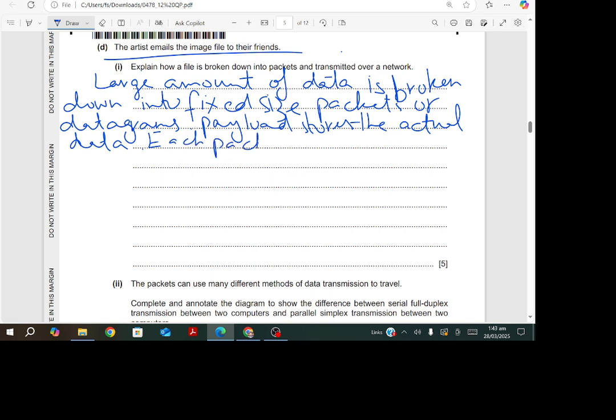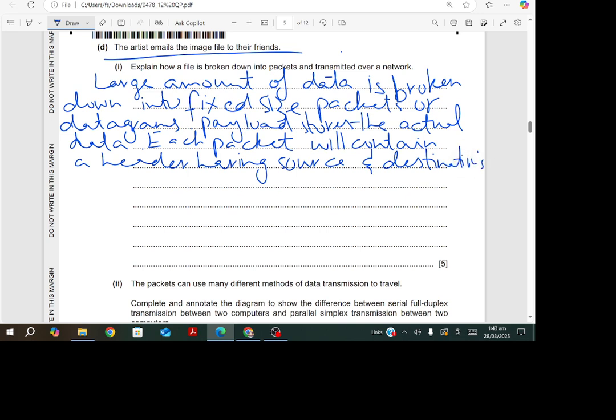Each packet will contain a header having source and destination IP address. Look, boys and girls, if you just know about the components of the packet, using that we have already covered 3 points. Now after that we can enhance the answer by specifying a few points on how it will be transmitted.